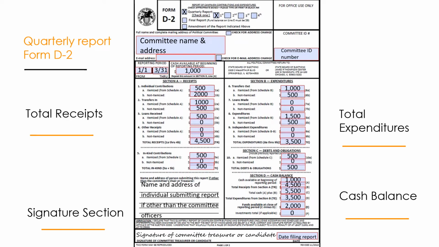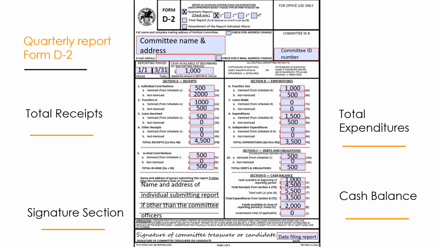Place the committee's name and address at the top of the report. If the committee's address has changed, place a check mark in the provided box. If the committee would like to receive email notifications or change the email address on file for notifications, mark the provided box and place the email address you want to use in the provided space.